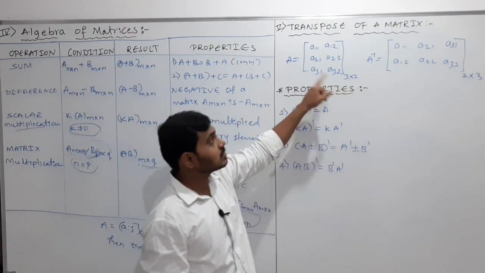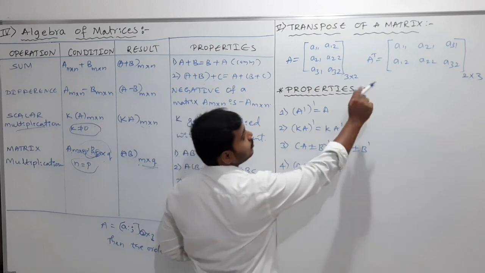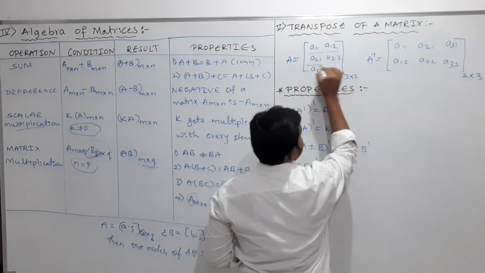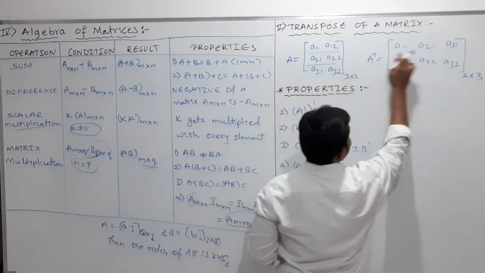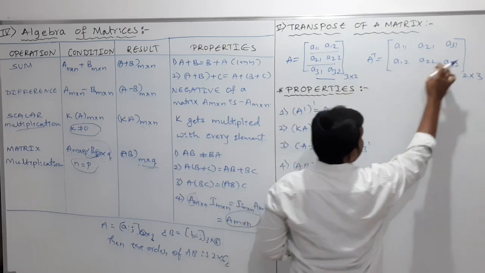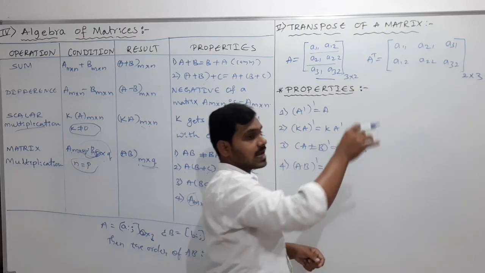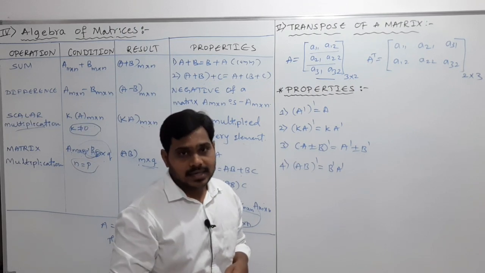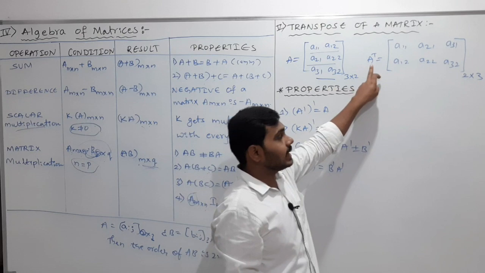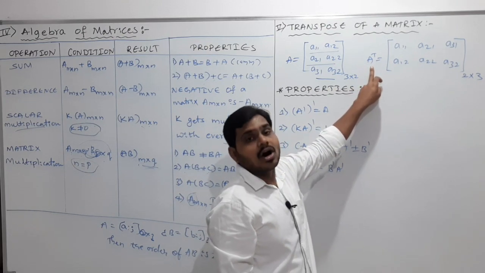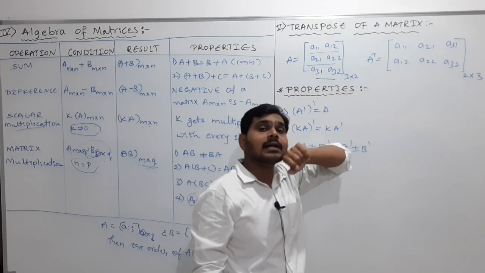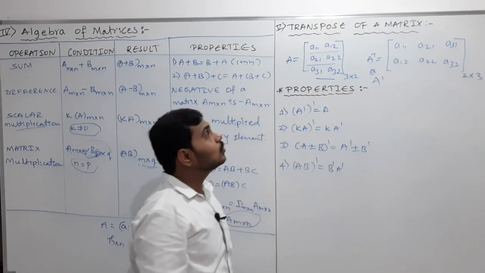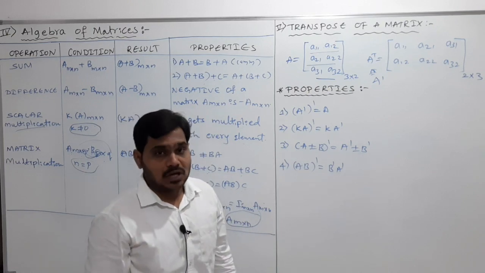How to get the transpose of any given matrix? We just change the rows into columns. This first row we change into a column: A11, A12. The second row we change into a column: A21, A22, and the third row: A31, A32. Whatever rows we have, we change into columns. That gives you the transpose of any given matrix. The notation for this is A to the power T, written as capital T, or A dash. These are the two notations we can use for the transpose of a matrix.